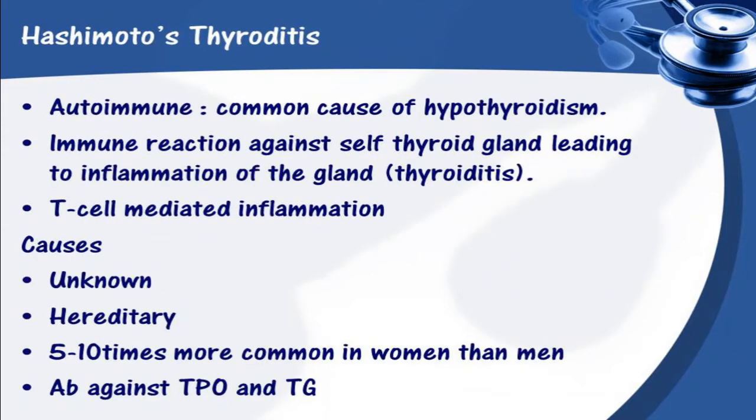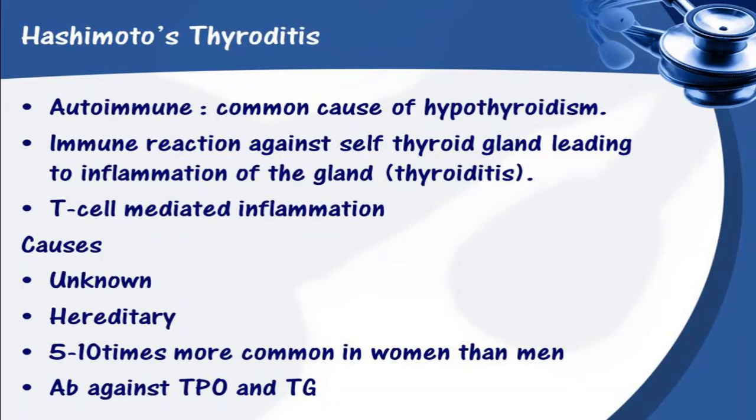Next is Hashimoto's thyroiditis. This is an autoimmune disorder and the most common cause of hypothyroidism, where there is an immune reaction against the self thyroid gland leading to inflammation of the gland. This is actually called thyroiditis. Itis stands for inflammation, and whatever name it is added to, it is inflammation of that tissue. So, because it is thyroiditis, itis indicates inflammation of the thyroid gland.